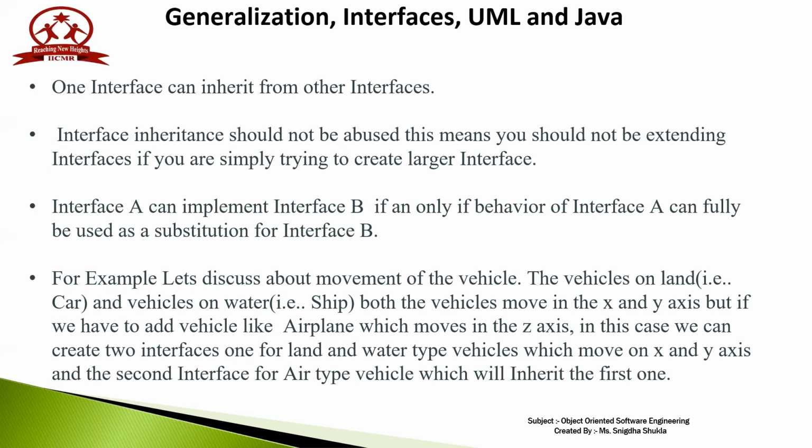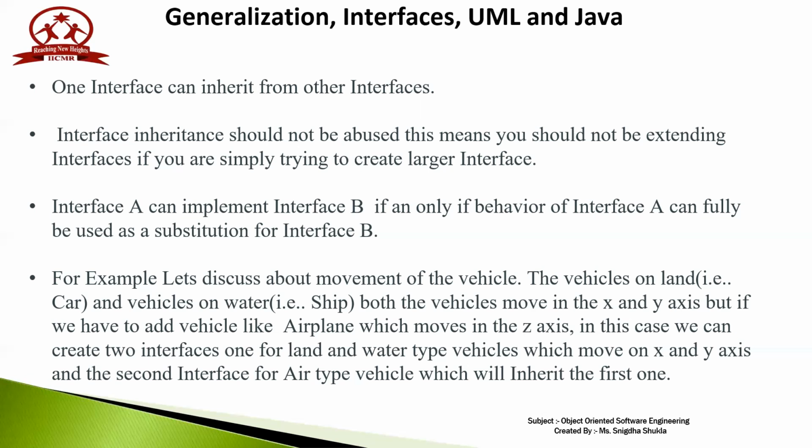So here is the example I have given. You can see that it discusses the movement of vehicles: the vehicle on land, that is a car, and the vehicle on water, that is a ship. Both vehicles move in the X and Y axis. But if we have to add a vehicle like an aeroplane, it moves in the Z axis also.